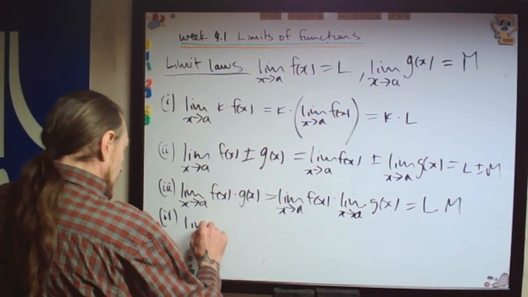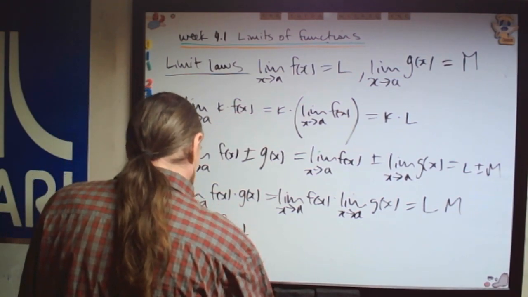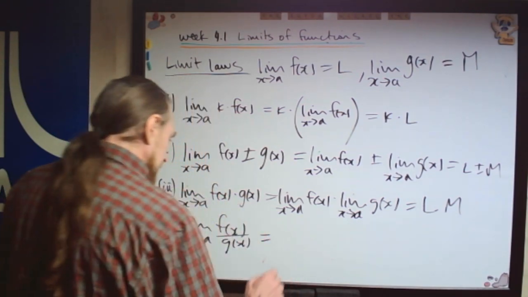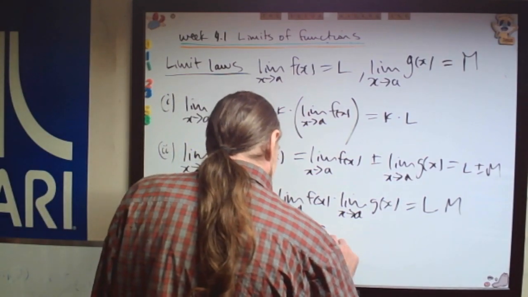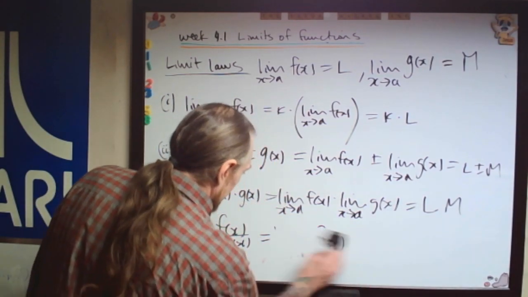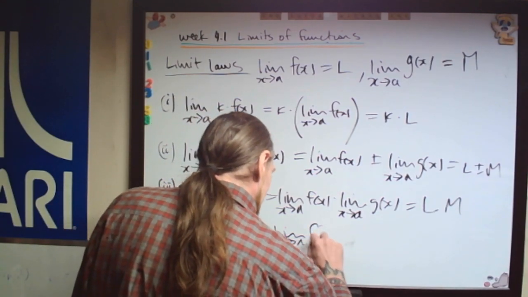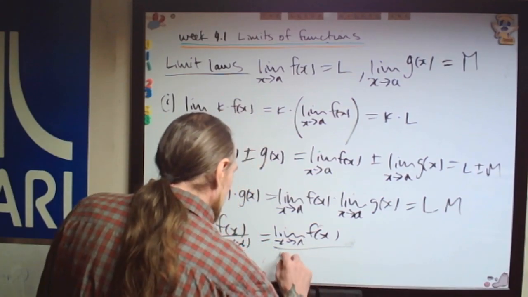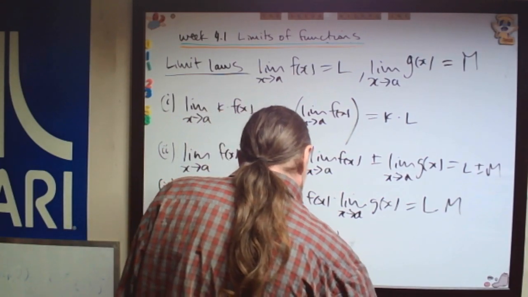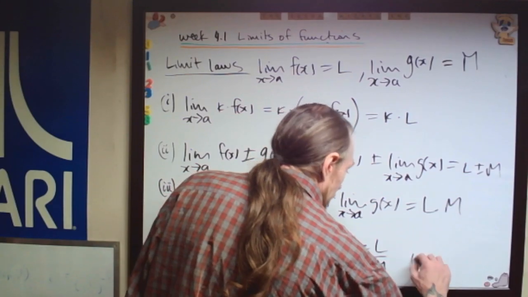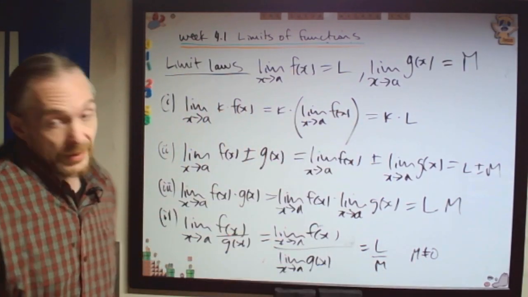And the limit of a quotient, the limit as x approaches a of f of x over g of x is equal to the limit as x approaches a of f of x over the limit as x approaches a of g of x, which is L over m, provided m is not 0, of course, in this case, because we don't want to divide by 0.